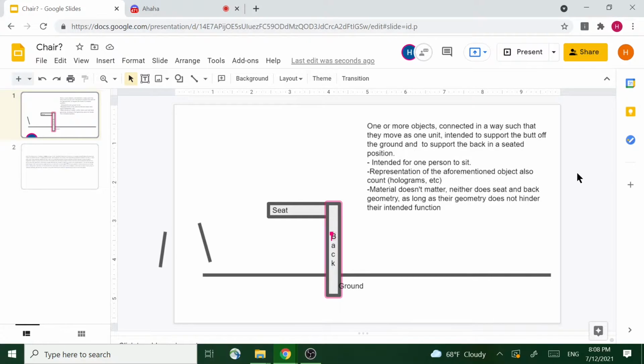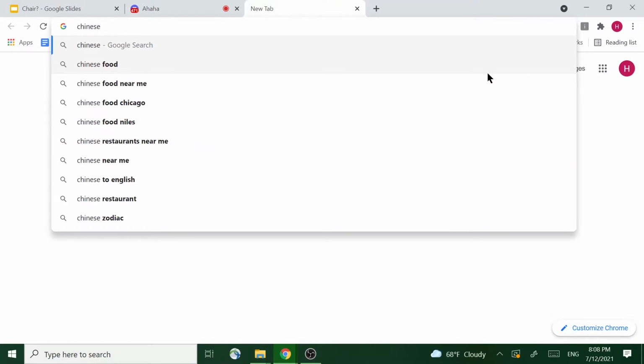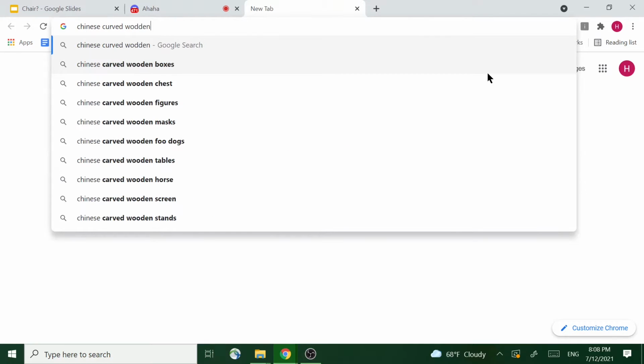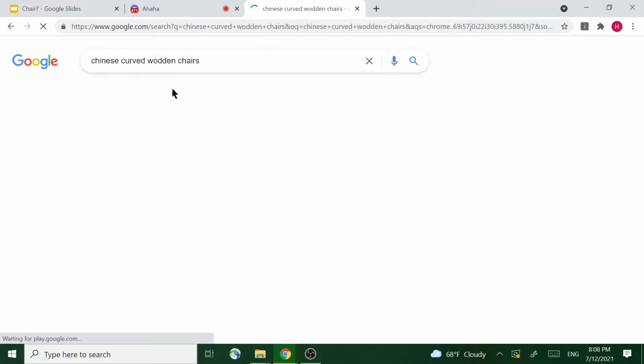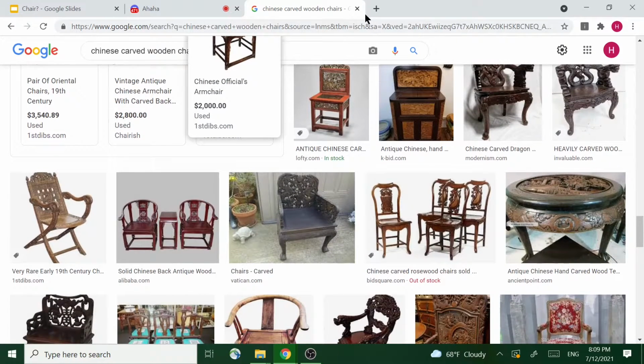Even though intended for one person. Yeah, but I'm not talking specifically about an emperor chair. I'm just talking about a chair that's of that size. If we have a big chair, what's the difference between a couch and a chair? You mean those Chinese curved wooden chairs? Any big chair. That was just an example. Any really big chair. It doesn't have to be intended for one person, right?